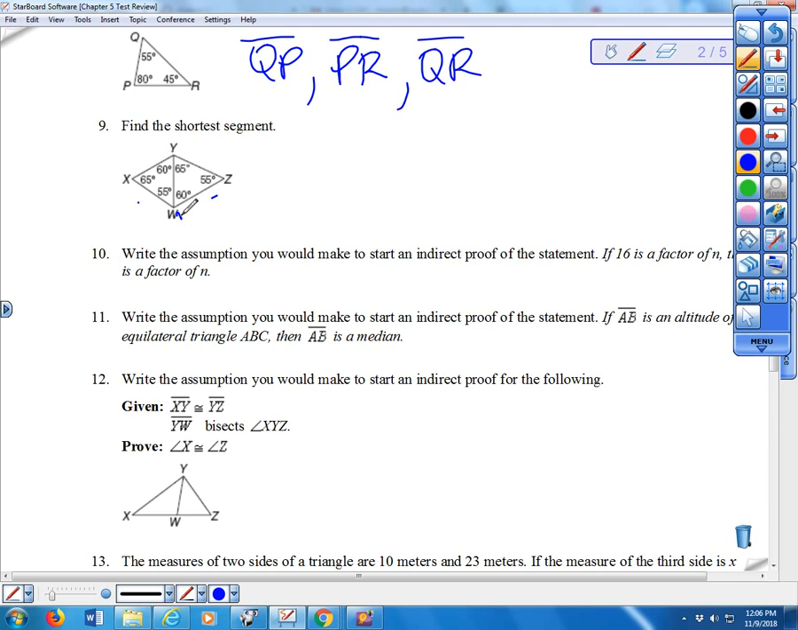Okay, so the shortest segment in this triangle is that side, YW. But that's the longest segment in this one. So the shortest segment in this triangle is definitely going to be shorter than this one. You see what I mean? So the shortest segment of this whole thing must be the shortest segment in this triangle, which is XY.